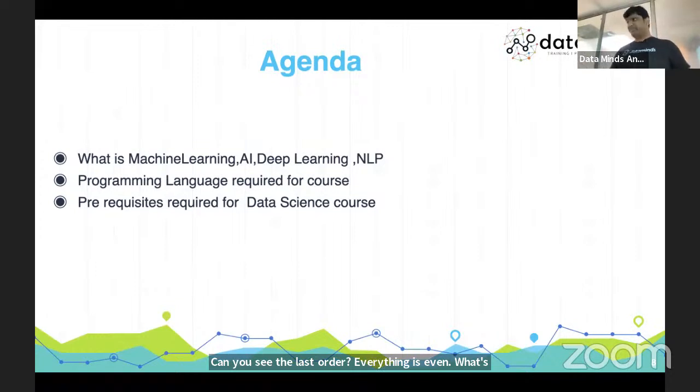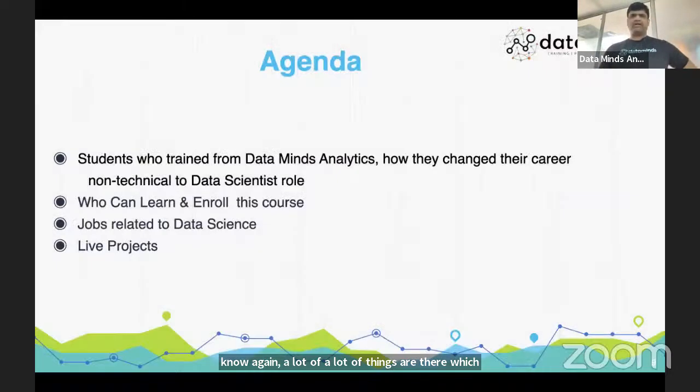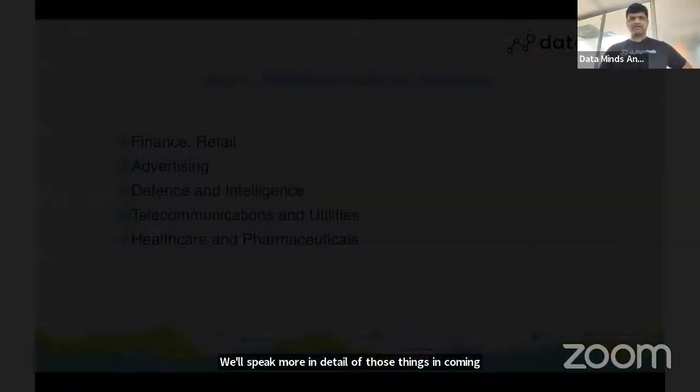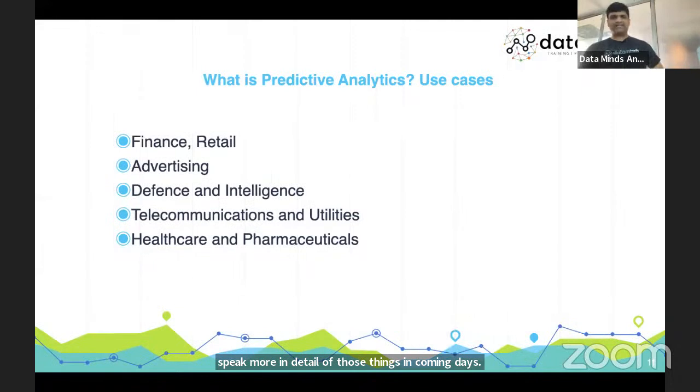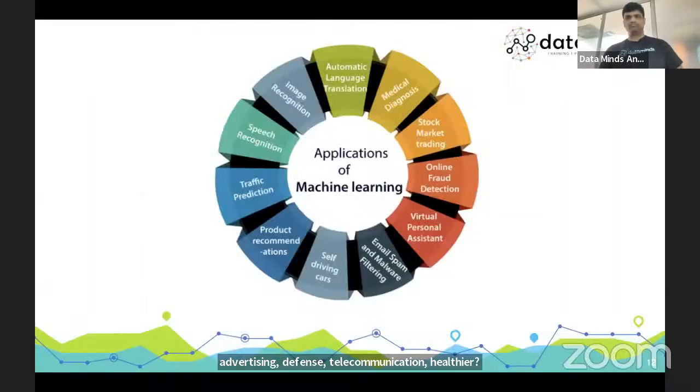And even ChatGPT, if you came across it recently, a lot of things are completely evolving day by day. We'll speak more in detail about those things in the coming days. Just quickly running this for you, as I've told, finance, advertising, defense, telecommunication, healthcare, in all these areas people can be doing data science. Applications, if you see, include automatic language translation.